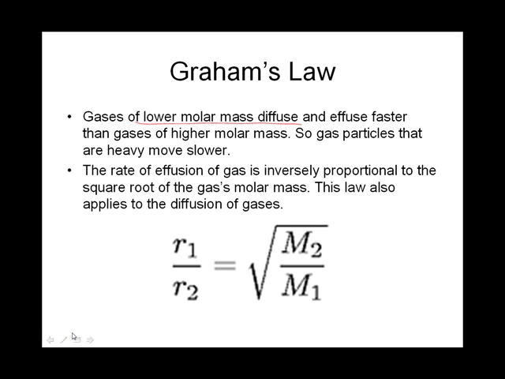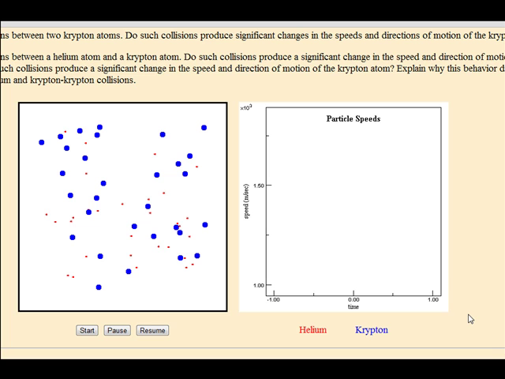Graham's law says the gases of lower molar mass diffuse and effuse faster than gases of higher molar mass. So gas particles that are heavy move slower. The rate of effusion of a gas is inversely proportional to the square root of the gas's molar mass. This law also applies to diffusion of gases. What the heck does that mean? In order for me to explain what that means, I'm actually going to switch over to another setting. Hold on a second. On this setting, I'm unable to write for you, but please listen to me carefully.